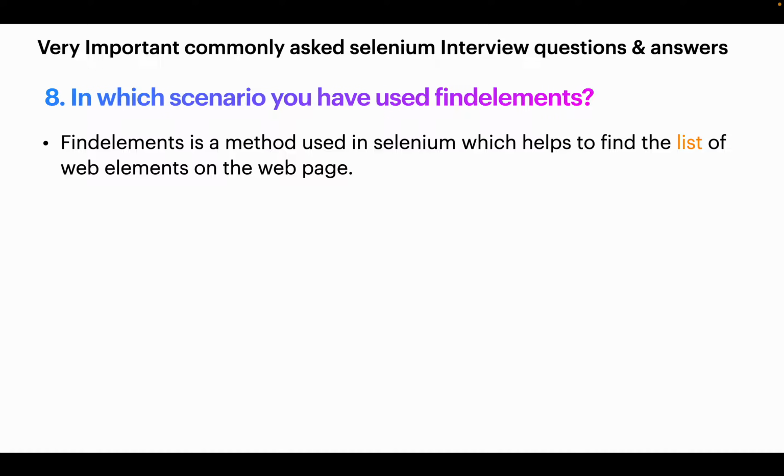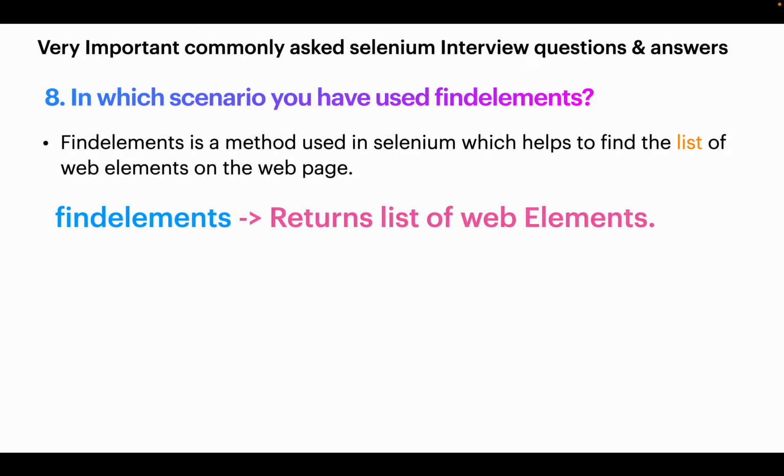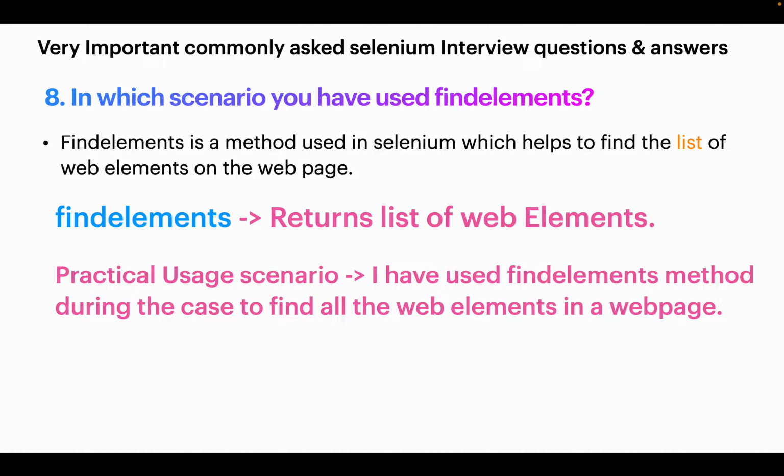So you might have used find elements in particular cases, right? So let's see what are the practical usages of find elements. I have used find elements in cases like finding broken links in a web page. I want to get all the web links and I want to make sure whether there are any broken links present. Okay, so for getting all the web element links, we can use find elements. Okay, so it basically returns a list of web elements in the web page.